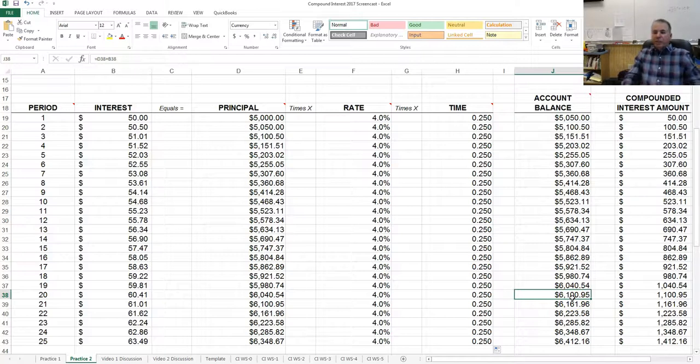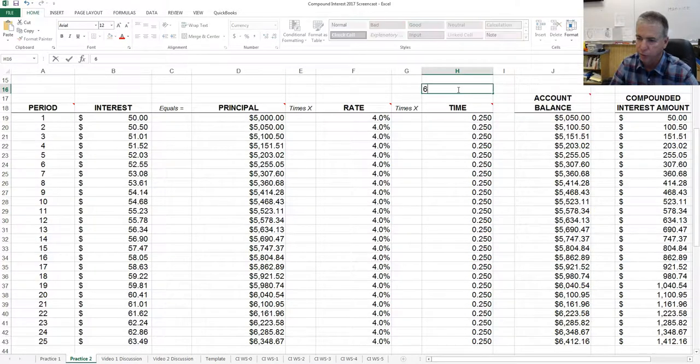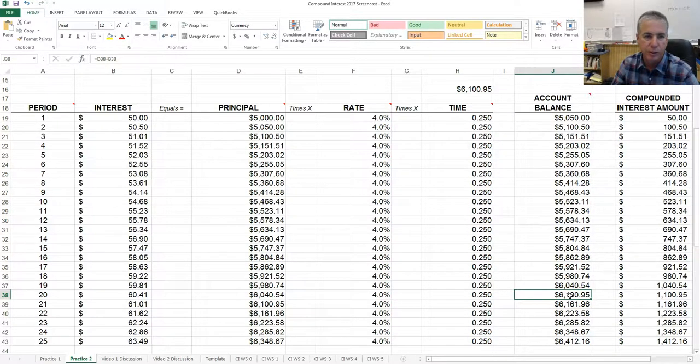Now, a logical question is, does it matter whether you compound quarterly, annually? Do you get more money, less money, depending on the periods of time that you compound? So, well, what we can do here, let's just write this number down. We compounded quarterly for 5 years and ended up with 6,100. In fact, how about this? Let's just go ahead and type that number in so we remember it. $6,100.95. And then let's go back and we'll compound it annually and see what number we come up with.